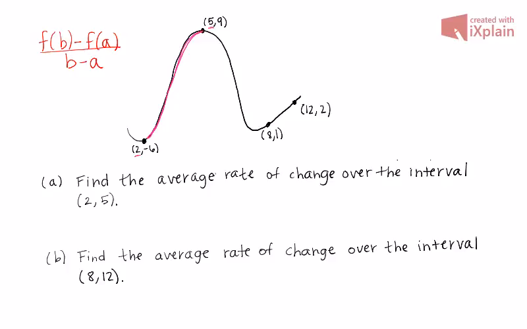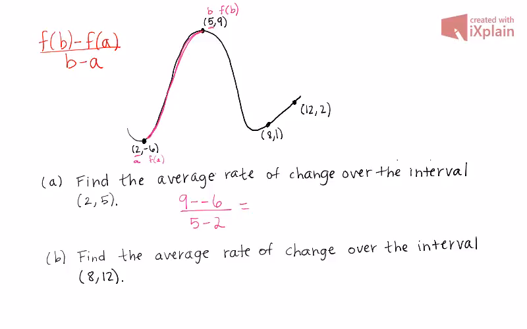So the x values are your a and your b values, and the y values are your corresponding f of a and f of b. And after I label them, I simply just plug them into the formula. So I'm going to have 9 minus negative 6 all divided by 5 minus 2.